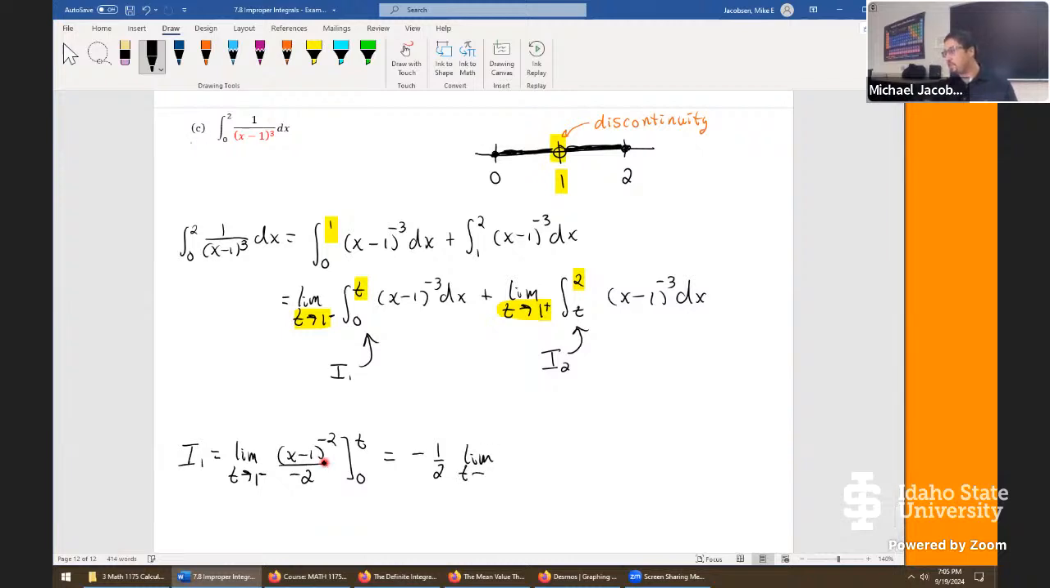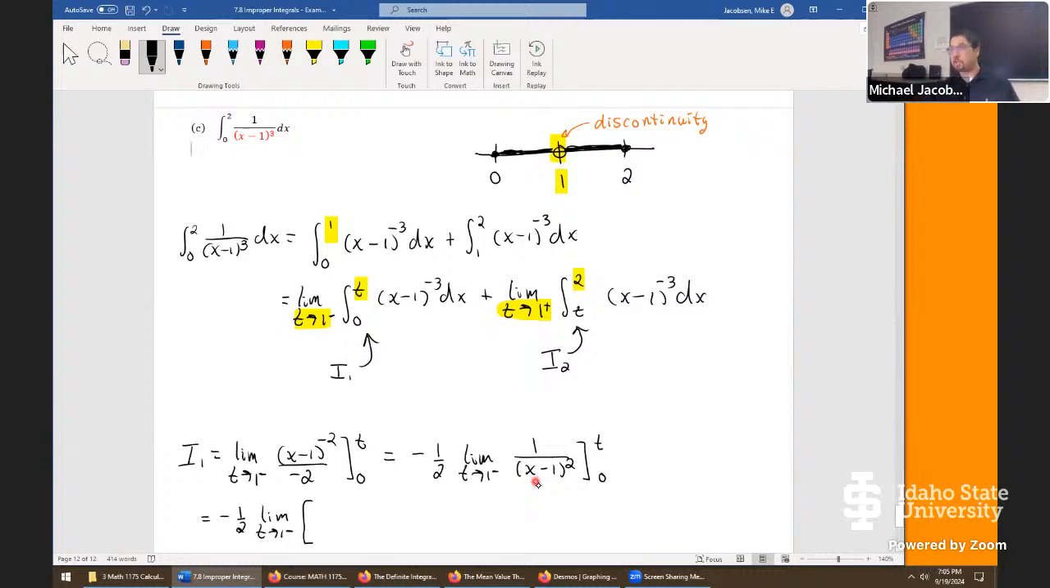Limit as t goes to 1 from the left of 1 over (x minus 1) squared, evaluated from 0 to t. Didn't do much. I just changed the exponent to make it positive, and factored out negative 1/2 to the far outside of the limit. So now this is just a routine evaluation. It'll turn into negative 1/2. There we go. Limit as t goes to 1 from the left.